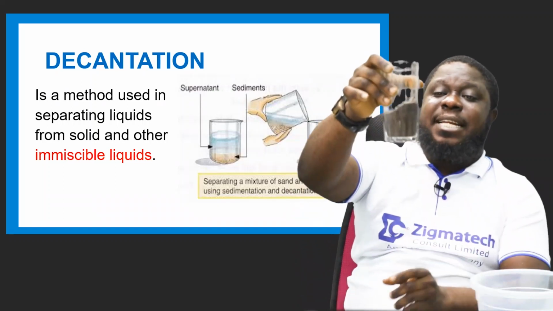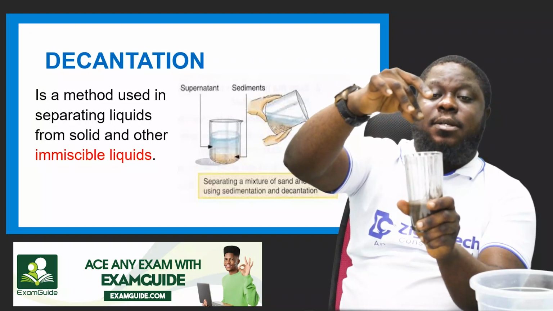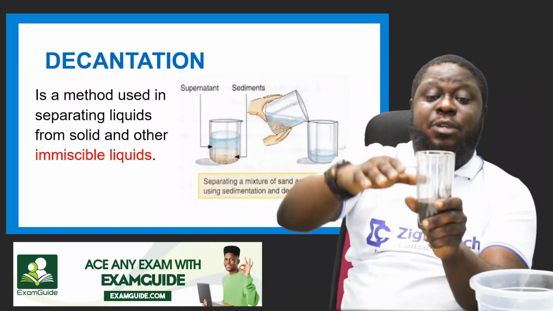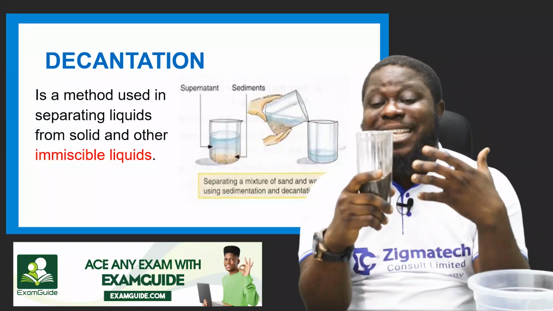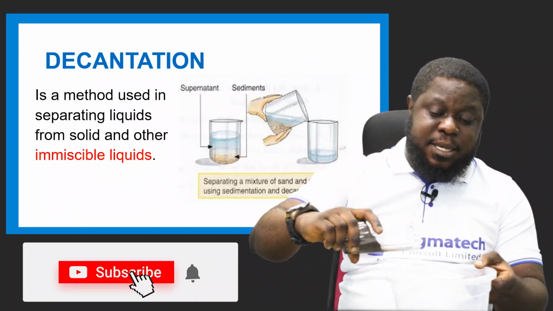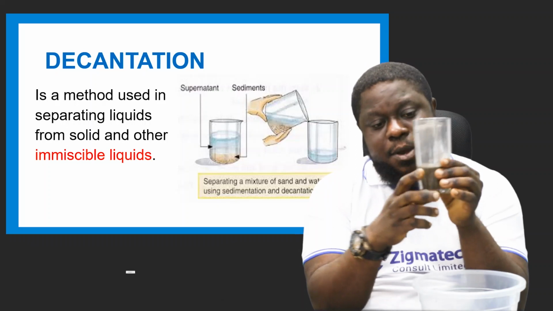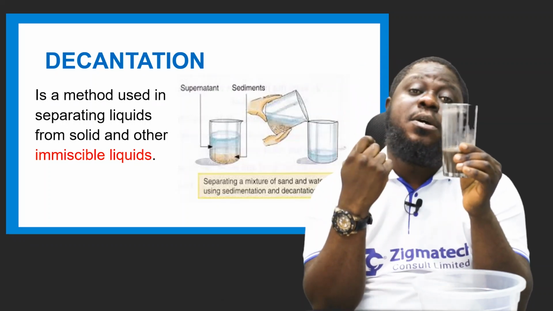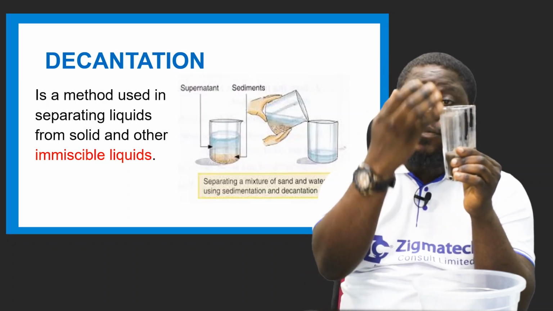Now, if you look at the sand, it is still damp. There's still water in the sand. That's why I said decantation is not an accurate way of separation, but it's still a separation technique. As you can see, the water has gone out from the glass, but the sand is still wet. It still contains water, but a large amount of the water has gone out.